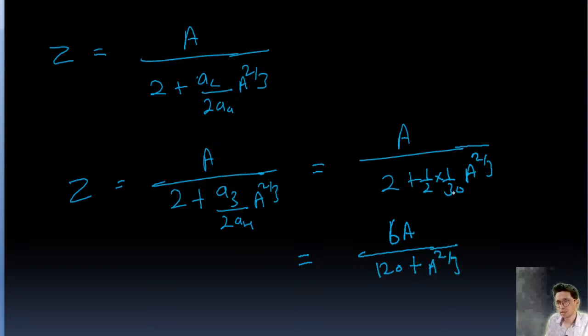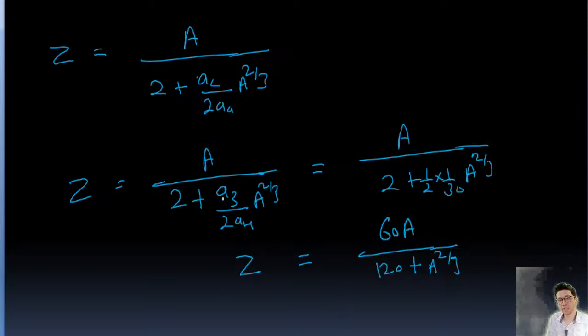How? This is 1 by 60 a to the power 2 by 3, right? We'll take the LCM, that is going to be 60. 60 will go up and 60 into 2 is 120, right? So this is going to be 60A. So the value of Z is 60A upon 120 plus e to the power 2 by 3.